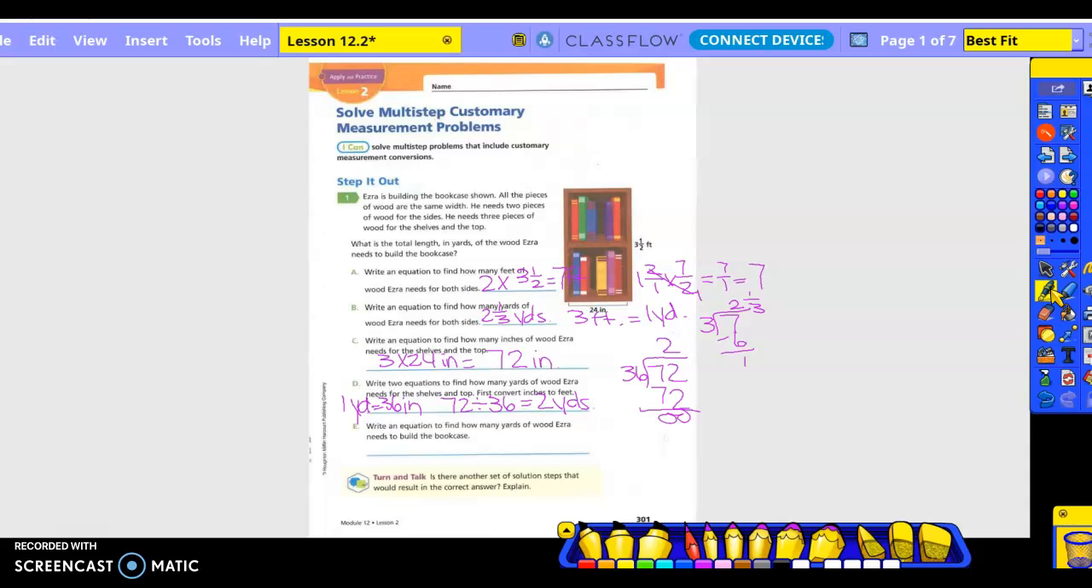So write an equation to find how many yards of wood Ezra needs to build a bookcase. So we would add our 2 and 1/3 yards plus our 2 yards equals 4 and 1/3 yards of wood, right?